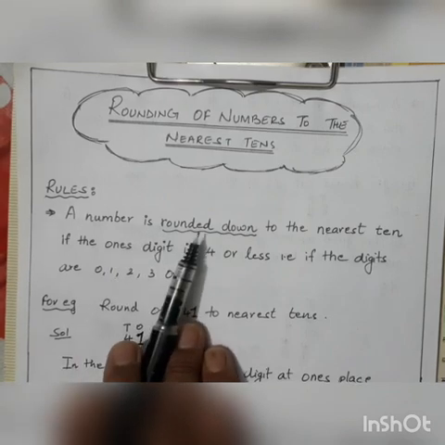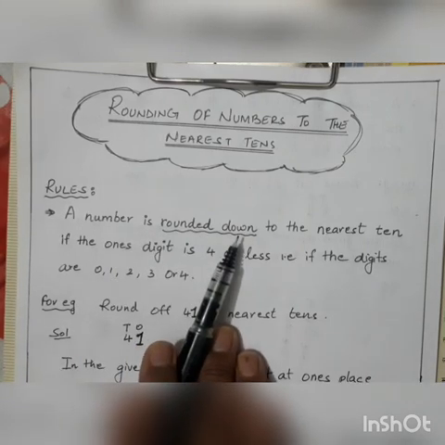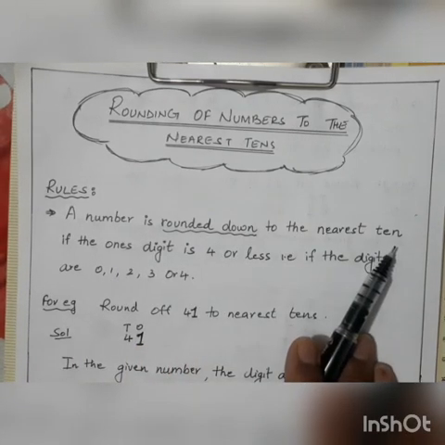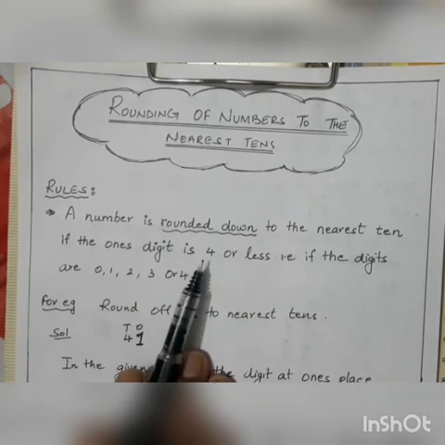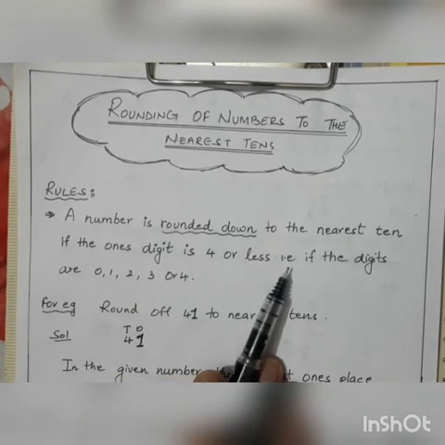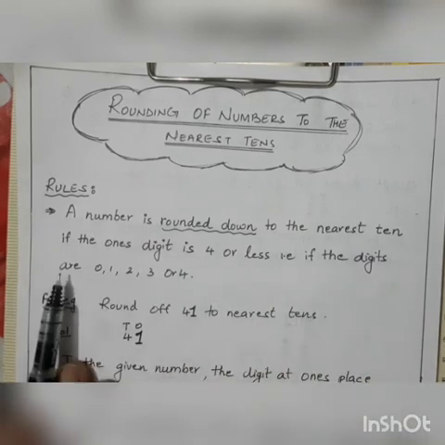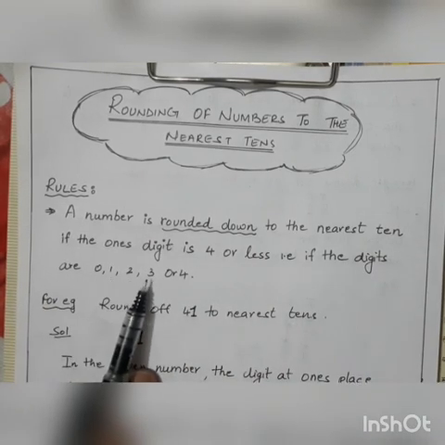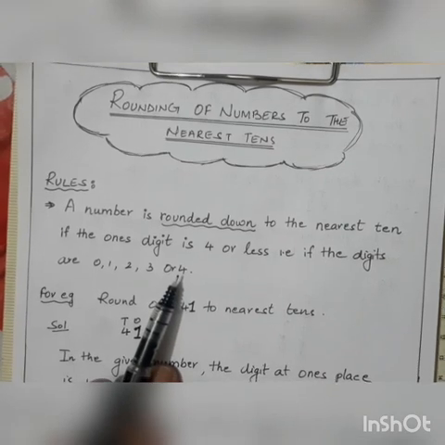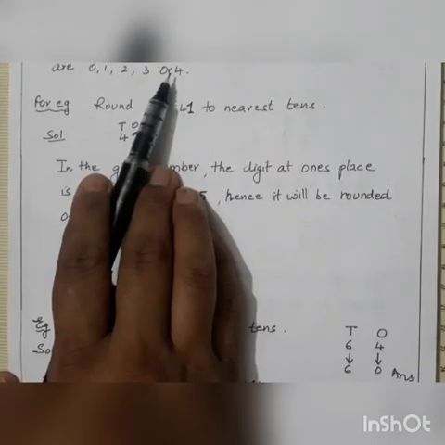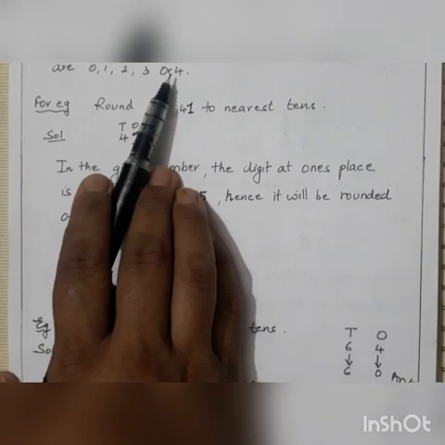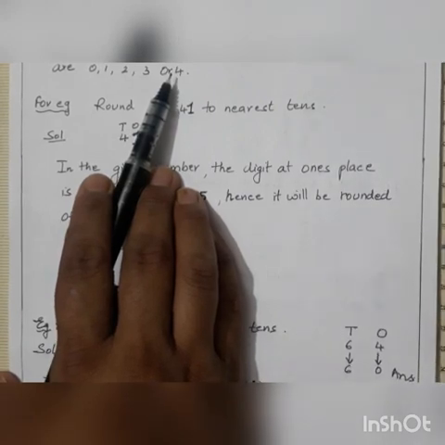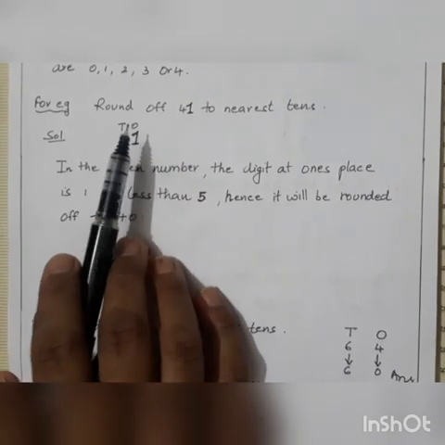A number is rounded down, means to its lower value, to the nearest 10 if the ones digit is 4 or less. That is, if the digits at the ones place are 0, 1, 2, 3 or 4, that is less than 5, then we will round off that number to the lower tens. Let us understand this with the help of a few examples.